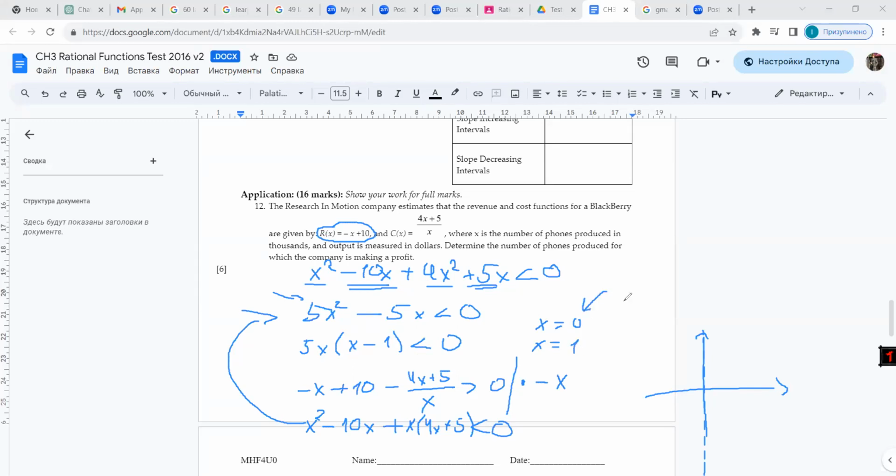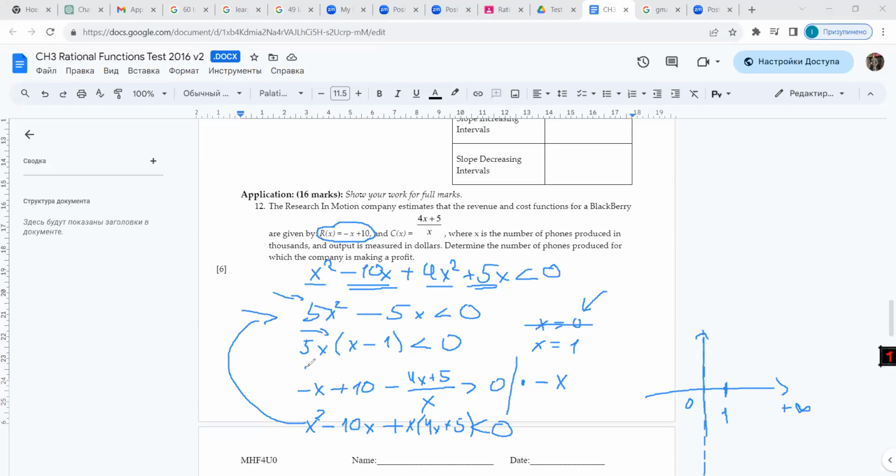0, remember, 0 is not included in our domain, so we don't use it. So we have only x equals 1, even easier for us. So x equals 1 would be here. And now we have to check whether the function is positive or negative from 0 to 1 and from 1 to positive infinity. How do I do that? I substitute here values in the interval from 0 to 1. Let's say 1 over 2.